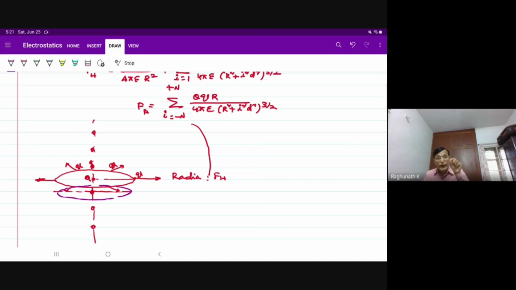A vertical component will be there because I have come below. Listen carefully. This is basically giving me the first term, i equal to 0. The resultant of these two is giving me i equal to -1 and +1. The resultant of these two gives i equal to +2 and -2, the next set of charges.